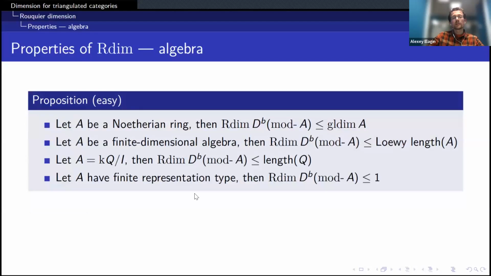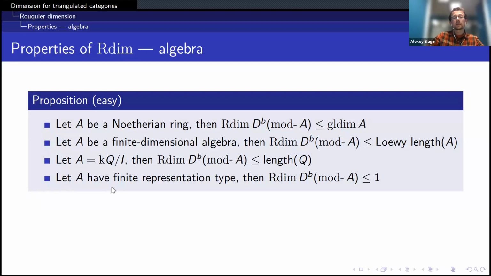Also, if you have a finite dimensional algebra, then one can say that Rouquier dimension is bounded from above by the Loewy length of this ring. For example, if this is a path algebra of some quiver with relations, then it is bounded by the length of the quiver, which is an upper bound for the Loewy length of this ring. It can be interesting to note that if A has finite representation type, then Rouquier dimension is at most 1.